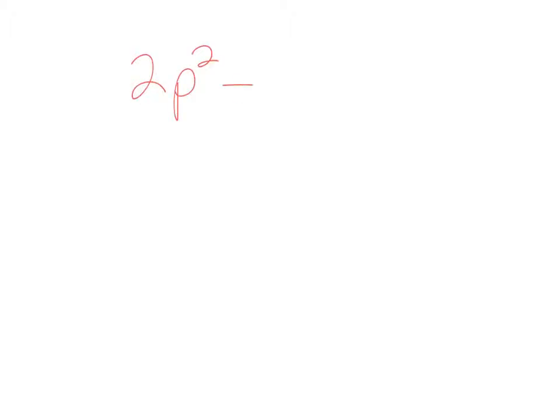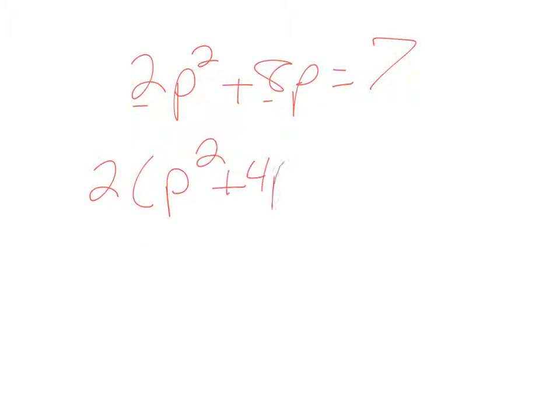2p squared plus 8p equals 7. This time we need to look at the fact that there's a coefficient greater than 1. It's 2p squared plus 8p. There is a GCF, though, between 2 and 8, and that would be, hopefully you said, 2. 2 times (p squared plus 4p plus some perfect square number) all equals 7.